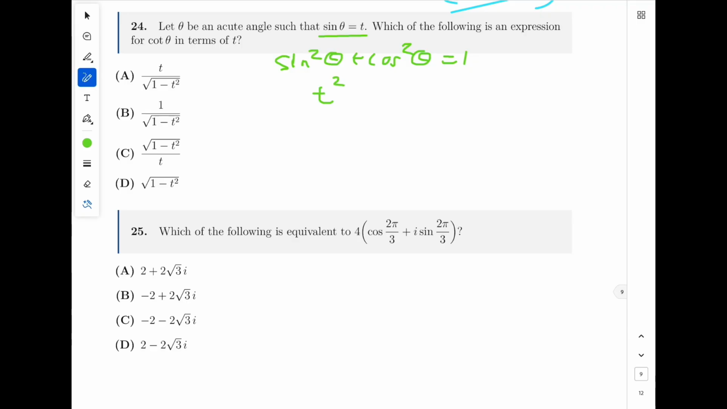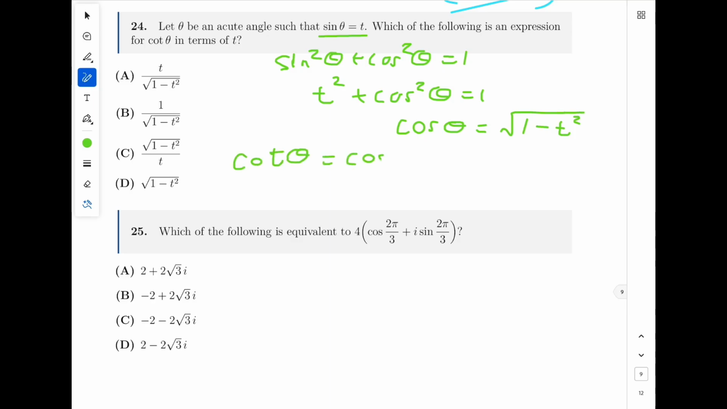So this is t square plus cos square theta is equal to 1, which implies that cos theta is equal to square root of 1 minus t square. Now it's simple. Cot theta is simply cos theta over sine theta, but cos theta is square root 1 minus t square and sine theta is t. So this is option C.